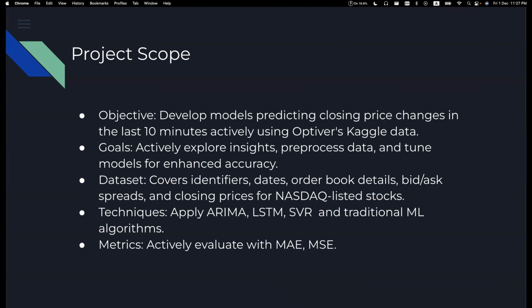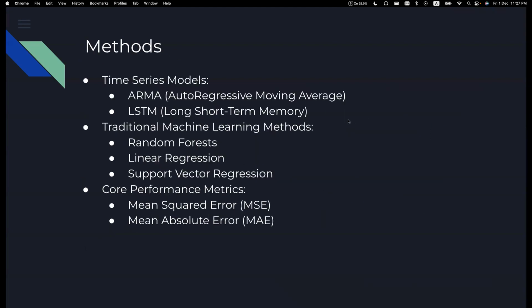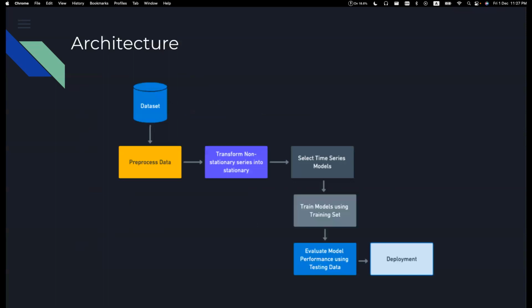Next slide, please. These are the methods we worked on. Time series models like ARMA and LSTM are applied. Traditional ML models like random forest and linear regression are tested. Key evaluation metrics, mean squared error and mean absolute error, are used for performance evaluation. The next slide will be covered by my teammate Azim.